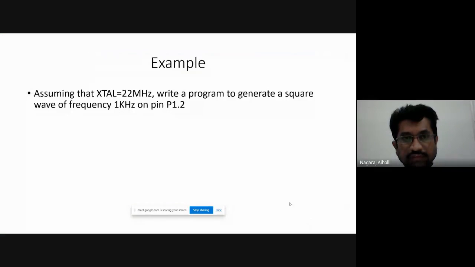Are you able to see the screen? Screen is visible? Yes, sir.